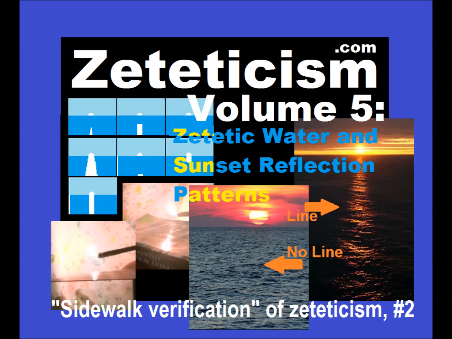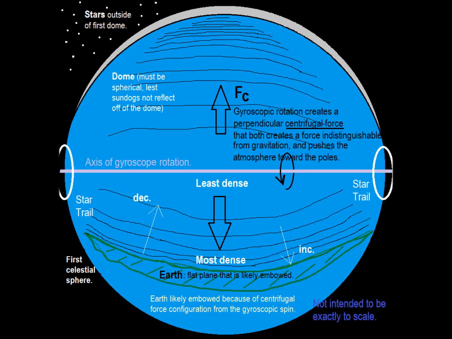Welcome to Volume 5 of the Zeteticism.com series on Flat Earth, titled Zetetic Water and Sunset Reflection Patterns. This edition of the series will show further evidence that the Zetetic Eye Gyroscope model for flat Earth is the correct model that describes our physical reality here on the Earth plane. It is important to note that the Zetetic Eye Gyroscope is a flat Earth model, but it involves the idea that the Earth plane is not perfectly flat, but involves an embowment, as you're seeing on your screen right now, and which was discussed in detail in Volume 1.